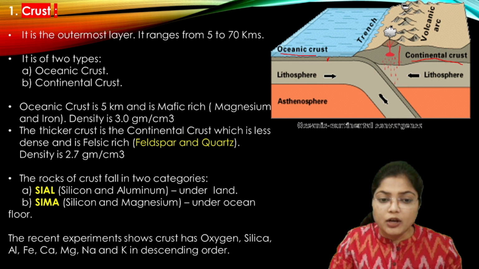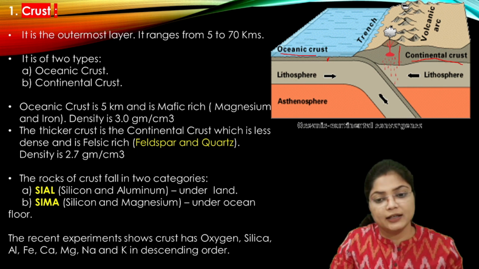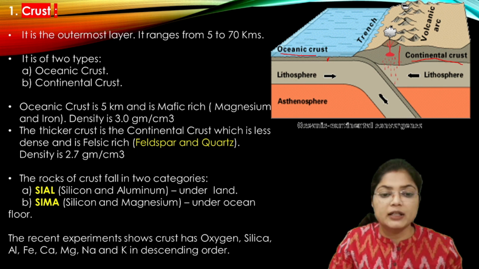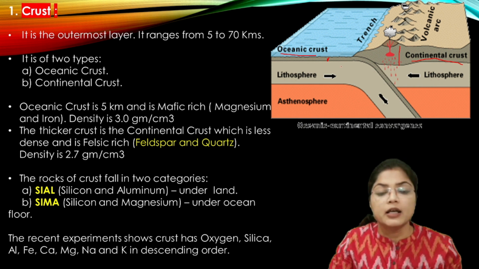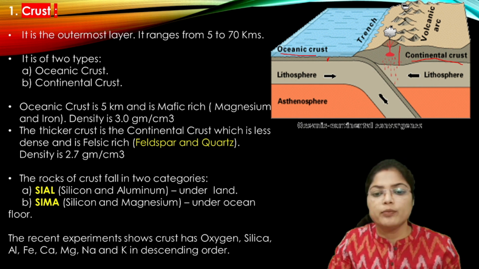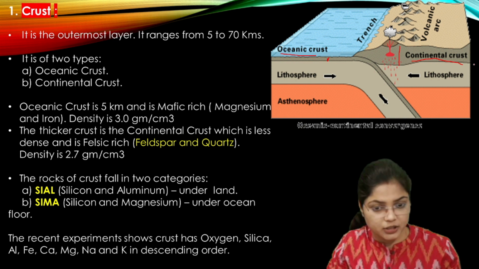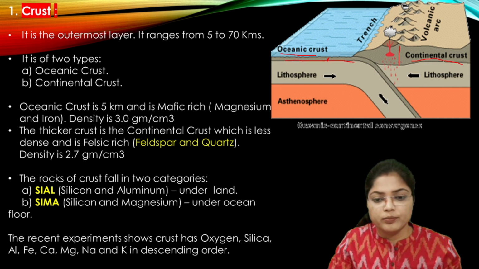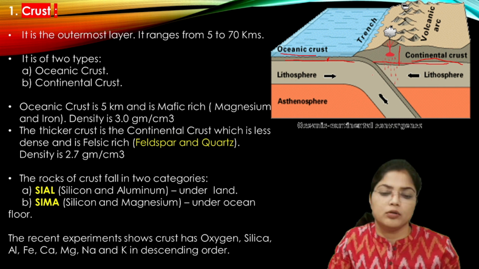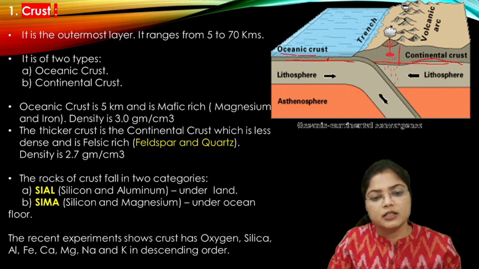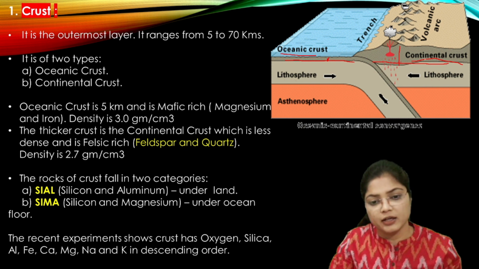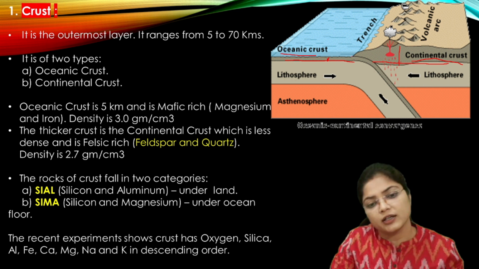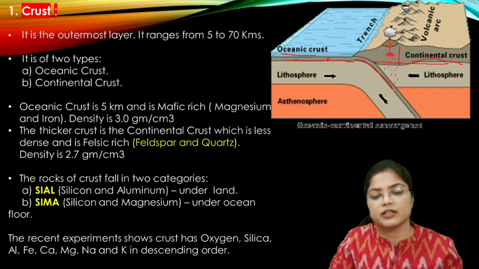And the density of the oceanic crust is more than the density of the continental crust. For example, the density of the oceanic crust is 3 gram per centimeter cube, while the density of the continental crust is 2.7 gram per centimeter cube. And due to which, you can see here this is oceanic crust and this is continental crust, and the density of the oceanic crust is higher than the continental crust. That's why the oceanic crust gets subducted under the continental crust.